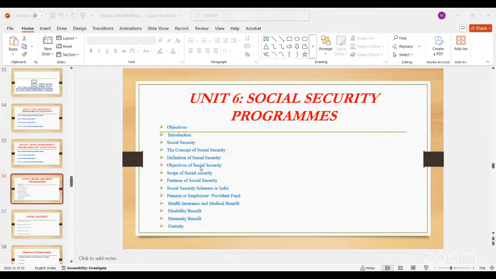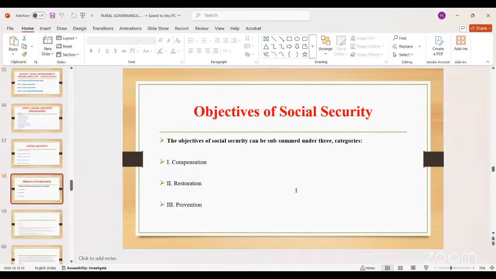So basically the objective of social security can be categorized under three different categories. Number one is compensation. There are some social securities which are given as compensation. For example, income security, which was given during the COVID-19 pandemic.